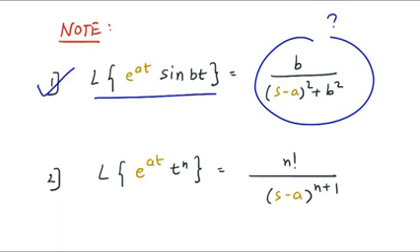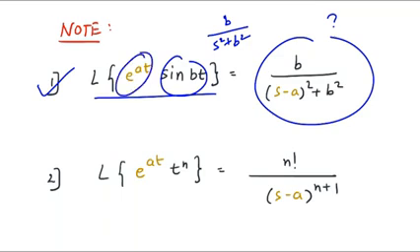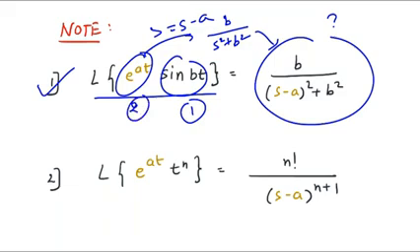So how did this answer come? The reason behind that is simple. Laplace of sine bt is what? It is omega, let's say b, right? So b upon s square plus b square. Now you have to shift the position because e raised to at is multiplied to sine bt, right? So the position of s would be shifted to s minus a. That is the reason you are getting the answer as b upon s minus a the whole square plus b square. So I hope you understand the point. First, always find the Laplace of the given function, that is f of t, and then according to the second point you have to shift the position of s.